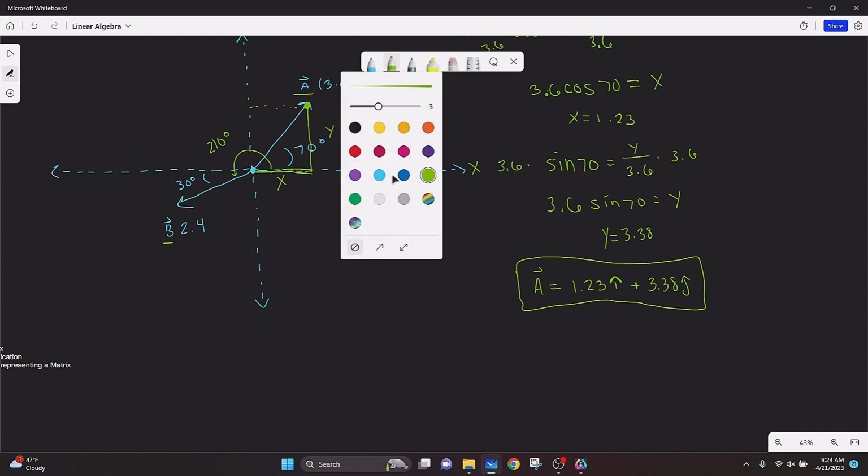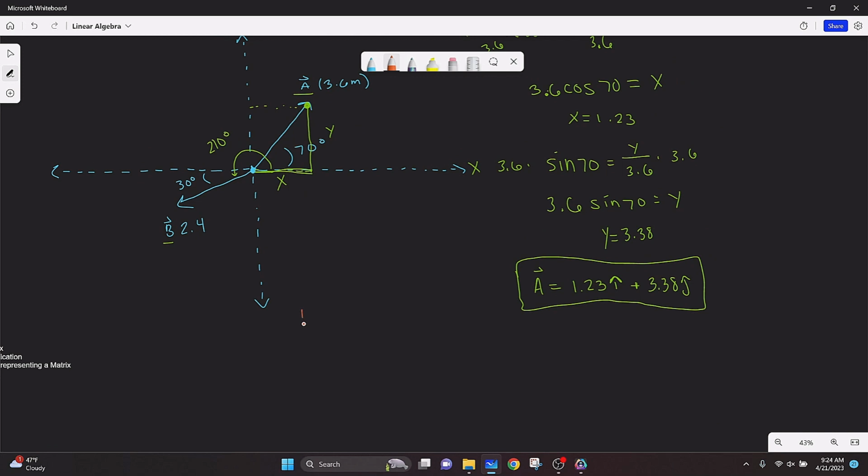Let's use a different color as well. Use orange. So part B is, let's find a vector c, which is going to be equal to 3 times our vector a minus 4 times our vector b. And so we want to find a third vector, and we are subtracting these two vectors after multiplying them by a scalar, in this case 3 for a and 4 for b.